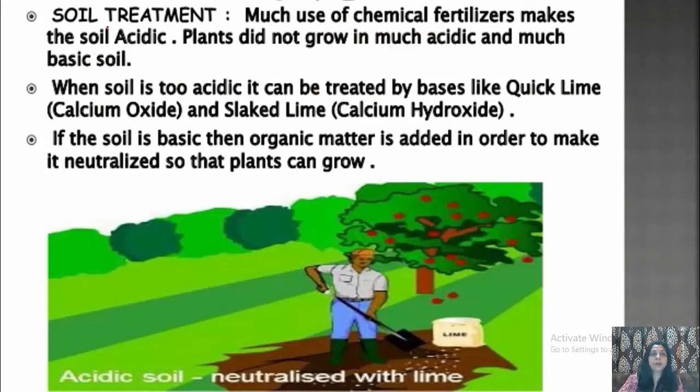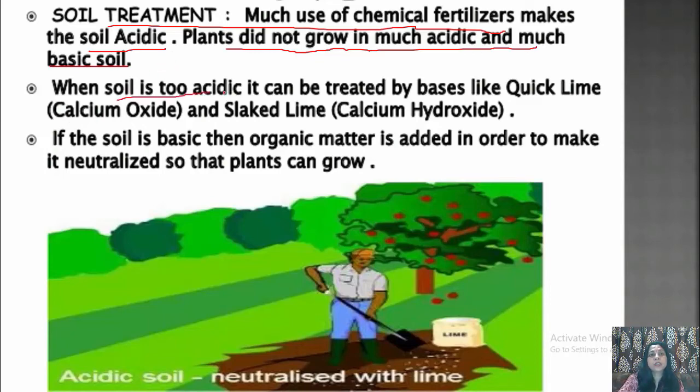Now, soil treatment. Much use of chemical fertilizers makes the soil acidic, and plants do not grow in very acidic or very basic soil. For the growth of plants, the pH of the soil must be neutral. If the soil is too acidic or too basic, the plants will not grow well in that type of soil.